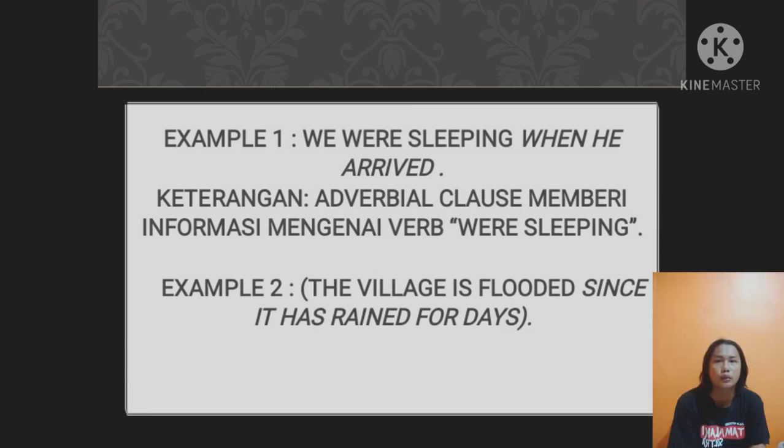Okay, number 2 example. The village is flooded since it has rained for days. So the adverb clause from the sentence is since it has rained for days.